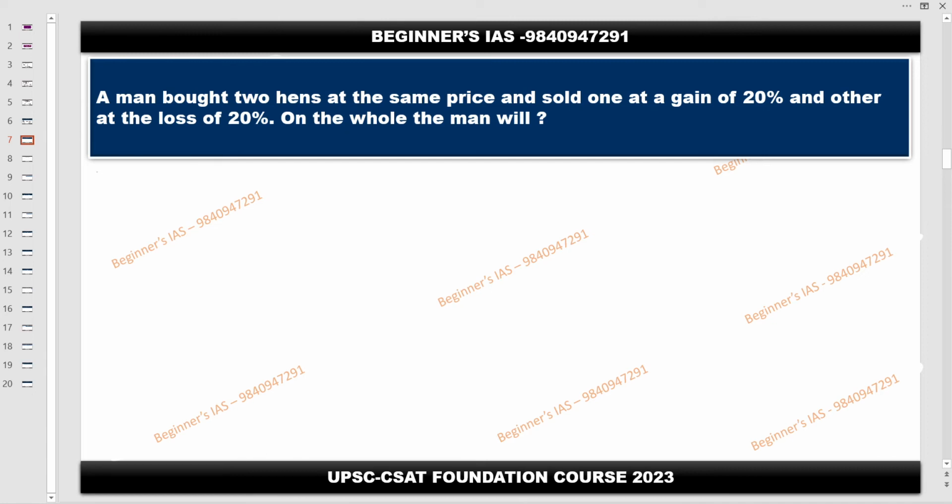So here, a man bought two items at the same price and sold one at a gain of 20%, the other at a loss of 20%. On the whole, either the man will gain or lose, or neither gain nor lose, or none of these.